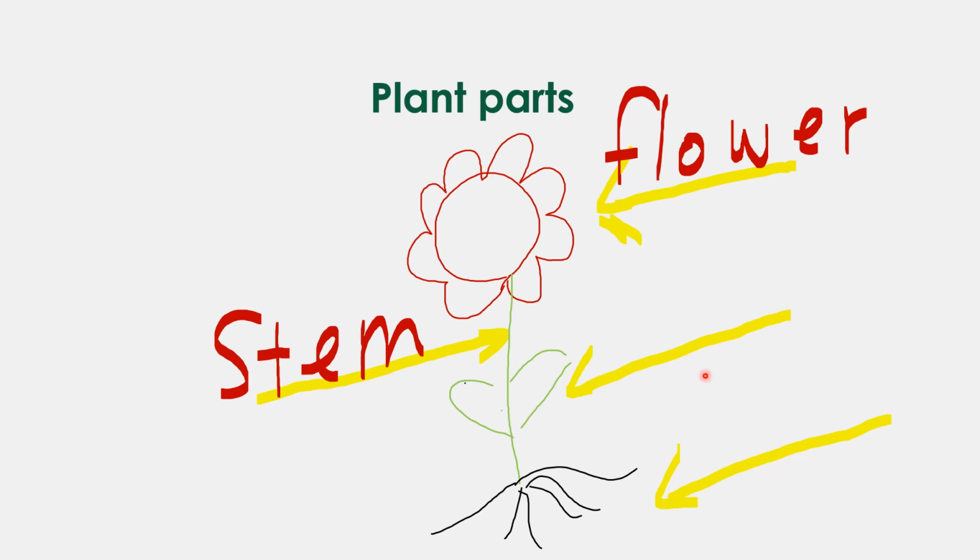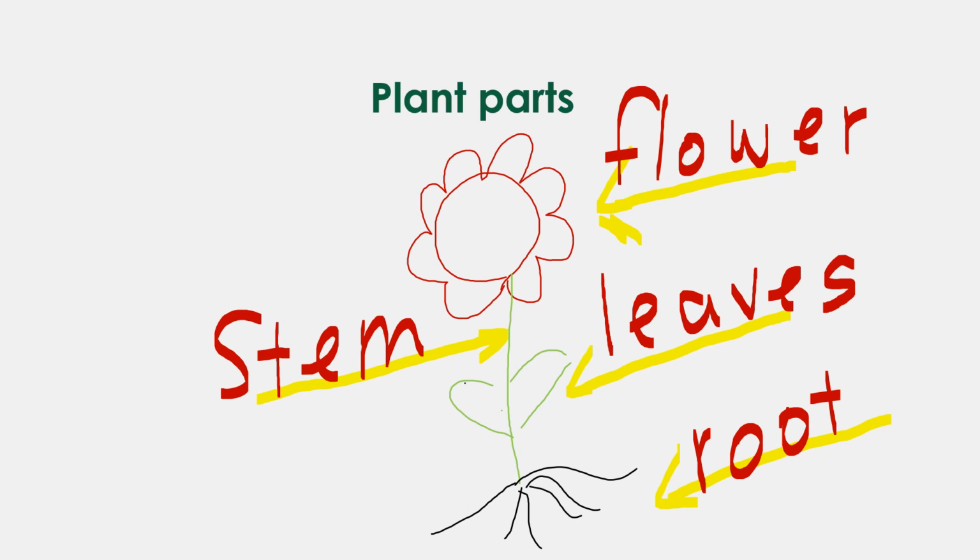Now let's go to the next one. Let's go to this part. What is this called? If you say leaves, you are correct. It is a leaf. So let's write leaves. And last but not least, what is this part called? If you say roots, you're right. It is roots. So let's write it down. Roots. So we have our flower, we have our stem, we have our leaves, and we have our roots. Good job, guys!